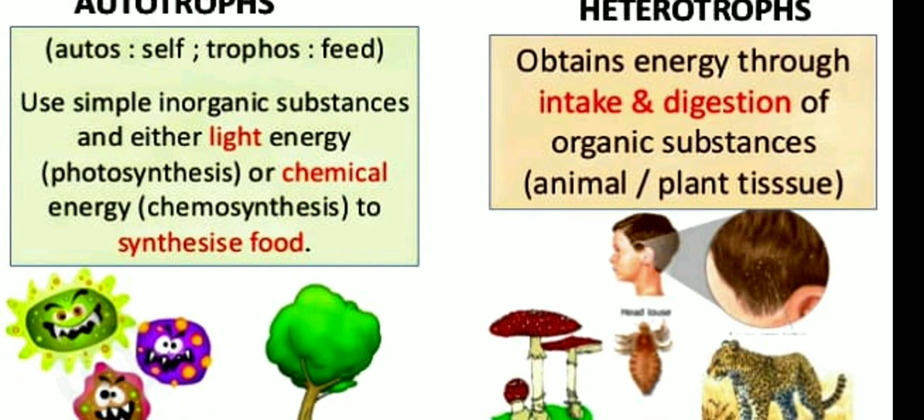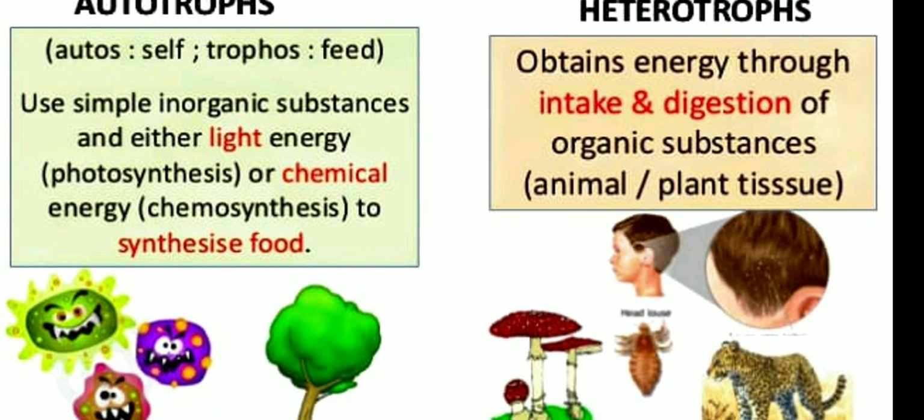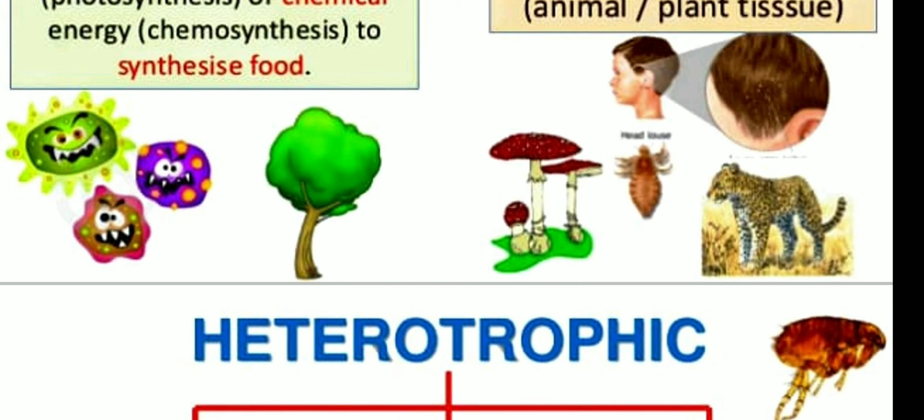While in the case of heterotrophs, they obtain food through the intake and digestion of organic substances, which includes animal and plant tissue. From animals we can take egg, milk, meat, and from plants there are fruits and vegetables. So they do not convert light energy into chemical energy. Heterotrophs do not do so.